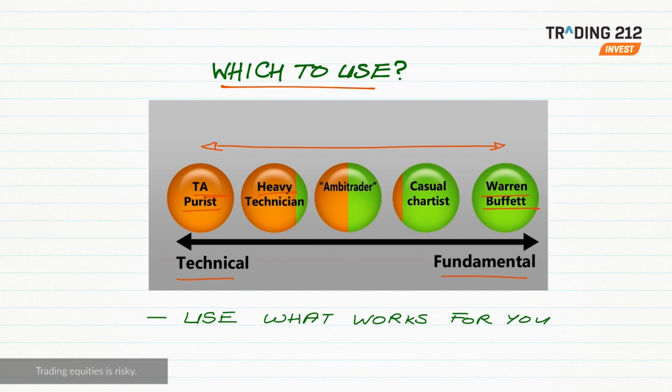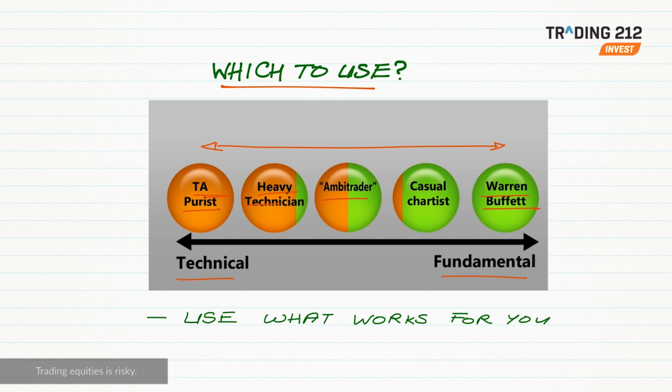And then a heavy technician might make most of their decisions using technical analysis, but might keep an eye on things like earning reports or pay attention to major macroeconomic releases. Ambi trader is a term I've just made up. It represents someone who's half and half. Maybe they use technical analysis to confirm the decisions they're making from looking at the fundamentals, or maybe they use technical analysis as a way to time their entries and exits after deciding what to do based on the fundamentals.